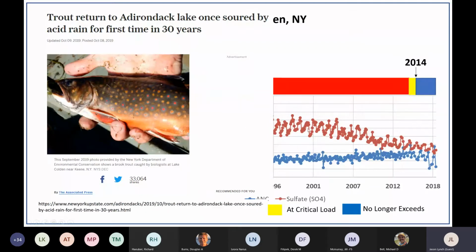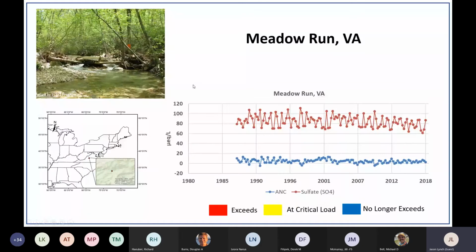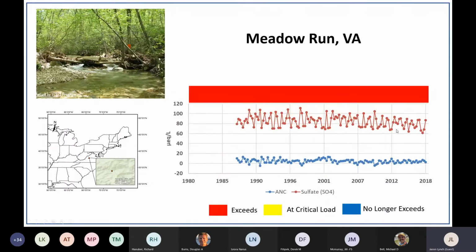And so here's the case: our water quality, our critical loads, and our biologicals are all pointing towards recovery of these systems. Not everything is progressing everywhere. In some instances, this is Meadow Run in Virginia. You can see it still has a high level of sulfur in its watershed, and ANC really hasn't changed over the last 20-plus years. And if you look at the exceedance, we're still in exceedance today.